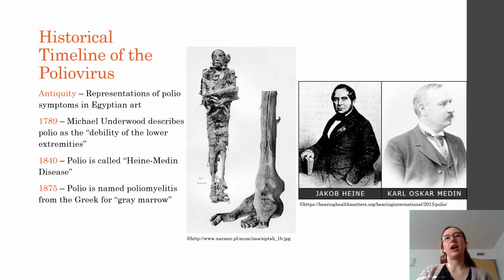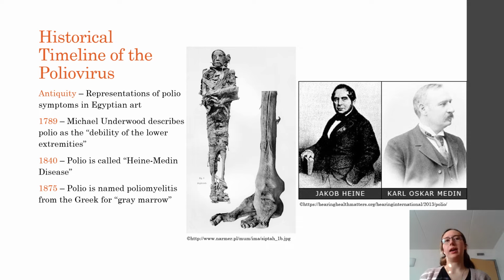So for the historical timeline of the polio virus, in antiquity, there were representations of polio symptoms in Egyptian art. Also, some mummies have been discovered, such as this pharaoh Siptah, who has a club foot, and they're not exactly sure what caused this, but they think it could potentially be polio or cerebral palsy.